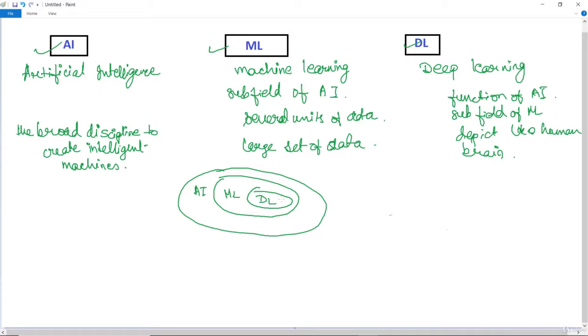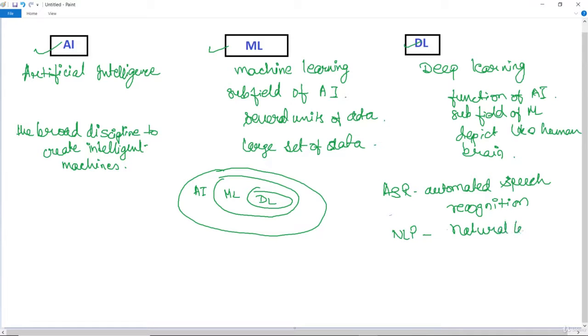Also there are ASR, that is automated speech recognition, and NLP, that is natural language processing. Now these two, NLP and ASR, are actually parts of ML and DL here, as the principle underlying the technologies of automated speech recognition and natural language processing. ASR is the processing of speech to text, whereas NLP is the processing of the text to understand the meaning.